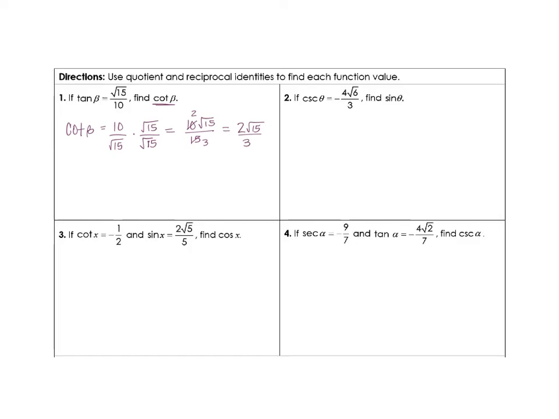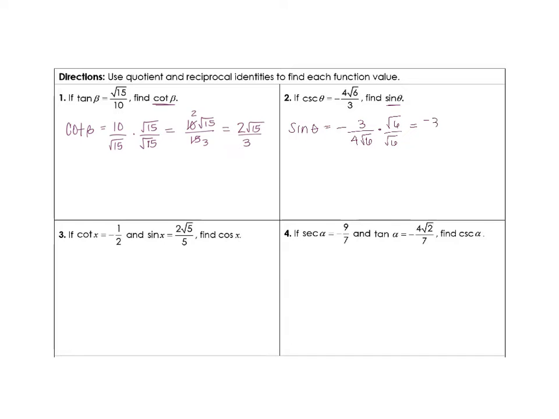All right, moving on to the next, number 2. We're told that cosecant of theta is going to be negative 4 square root of 6 all over 3. We need to find sine, and so again we know sine of theta is the reciprocal. Now a reciprocal does not change the sign of the term, so please leave that sign. If it's negative, it's going to stay negative, so don't change that.